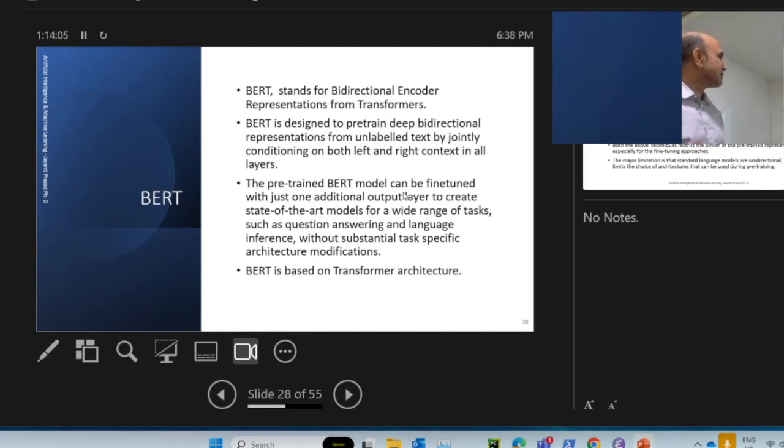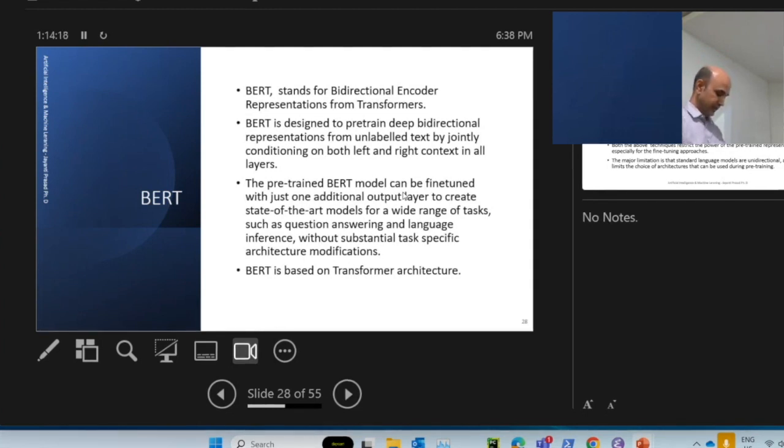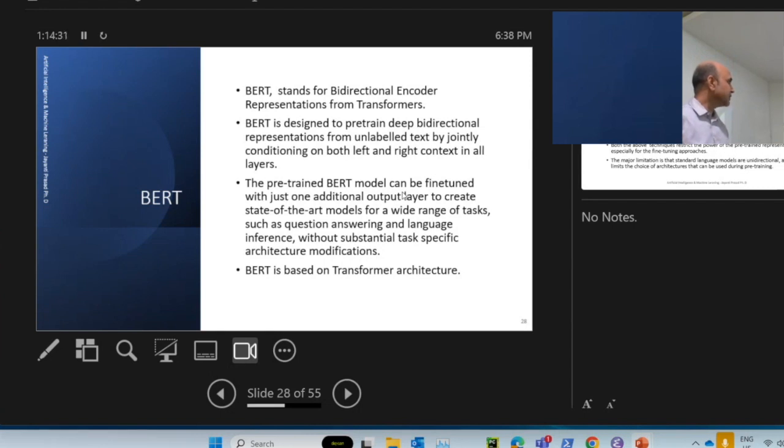So BERT stands for Bidirectional Encoder Representations from Transformers. BERT is designed to pre-train deep bidirectional representations from unlabeled text by jointly conditioning on both left and right context in all layers. The pre-trained BERT model can be fine-tuned with just one additional output layer to create state-of-the-art models for a wide range of tasks, such as question answering and language inference, without substantial task-specific architecture modification.